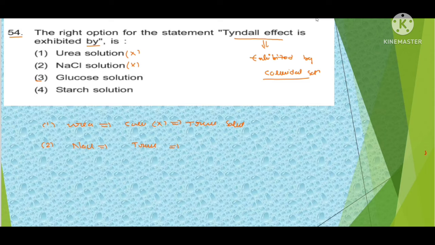Now let us come to the third option, glucose solution. Glucose is also a true solution. So option 3 is also eliminated. Now let us come to the fourth option, starch solution. We know that starch is a colloidal solution. That's why it exhibits the Tyndall effect. So option 4 is our correct answer.